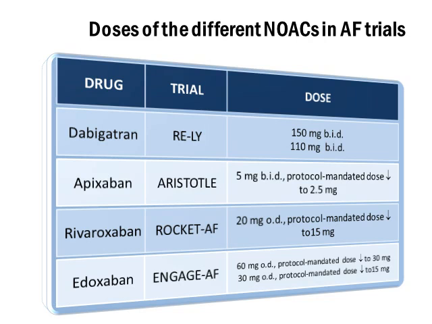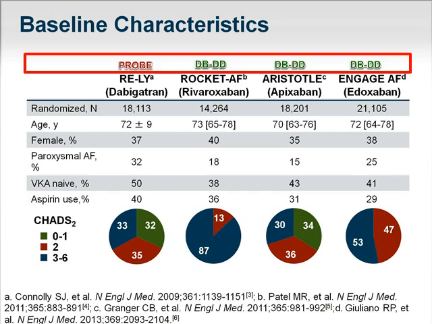We have Dabigatran 150 and 110, because in Europe the 75 milligrams dosage was not approved. Apixaban 5 and 2.5, Rivaroxaban 20 and 15, and Edoxaban 60 and 30. When comparing the studies, we should take into account at least 2 things.